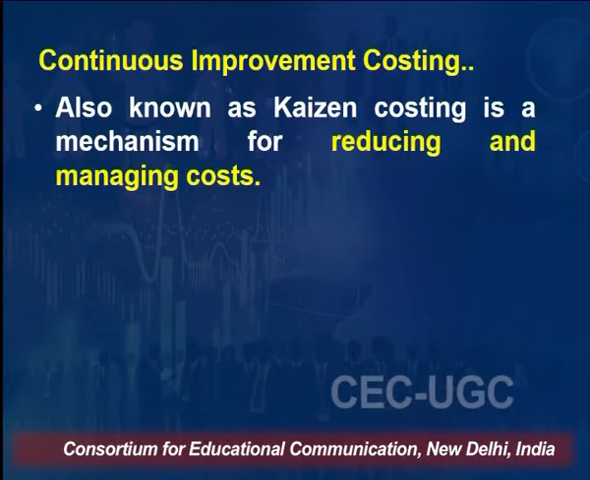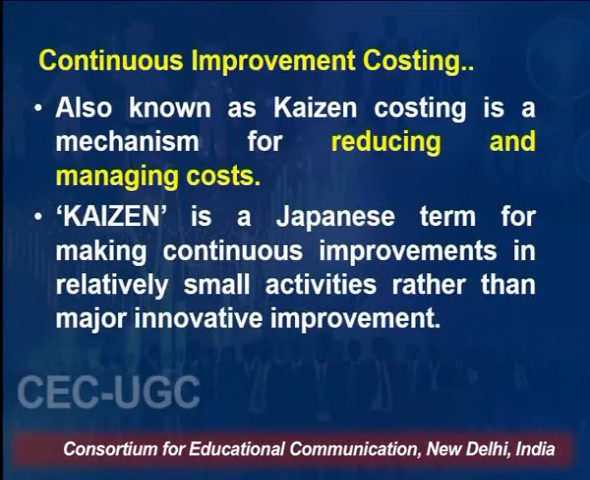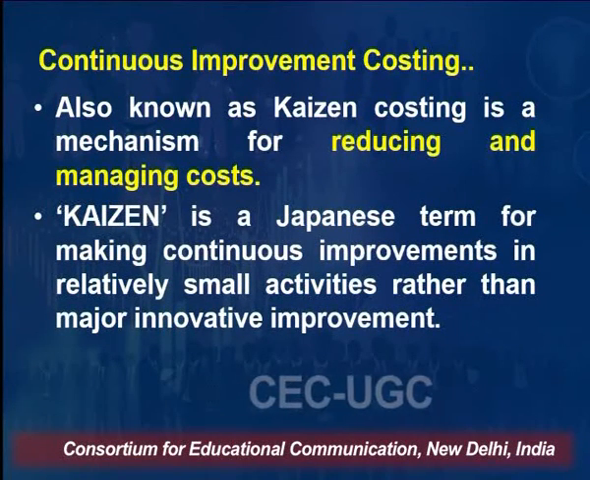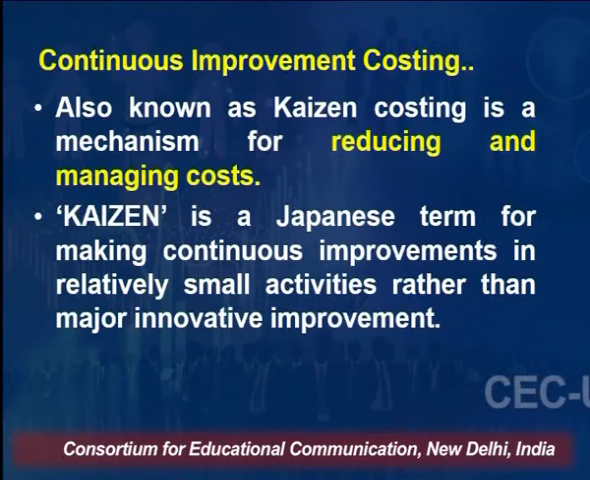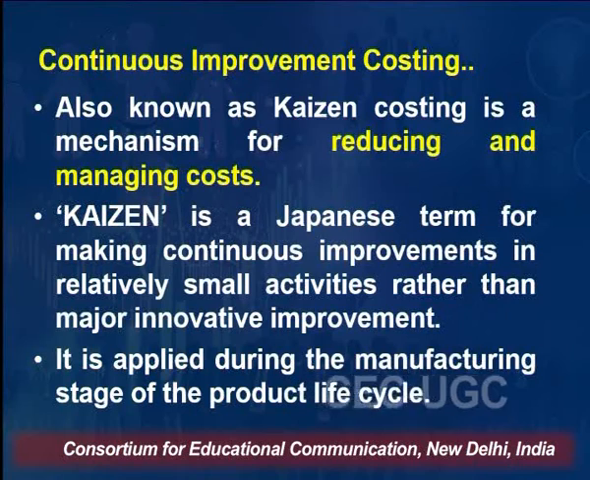And then the third one is Kaizen costing. In Kaizen costing, basically it's a Japanese philosophy of continuous improvement in terms of your product cost. It is also known as Kaizen costing, and it's a mechanism for reducing and managing cost. It is a Japanese term for making continuous improvements in relatively small activities rather than major innovative improvement. In Japanese business philosophy, they do care about each and every cost, be it a minuscule one, be it a very nominal cost. They say that we need to go for continuously improving our costing standards, or taking care of the total cost. It is applied during the manufacturing stage of the product life cycle.